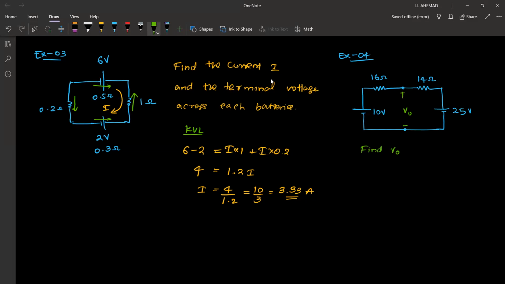To find V naught, the first thing is to find the current in the circuit. We have to find the current in the circuit. So here, first analyze and tell me, in this loop, are you going to have a current in the clockwise sense or in the anti-clockwise sense? What is the sense of the current? Is it clockwise or anti-clockwise?